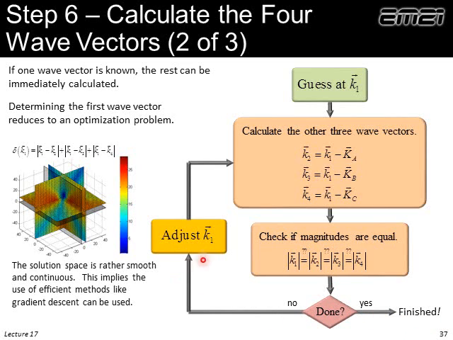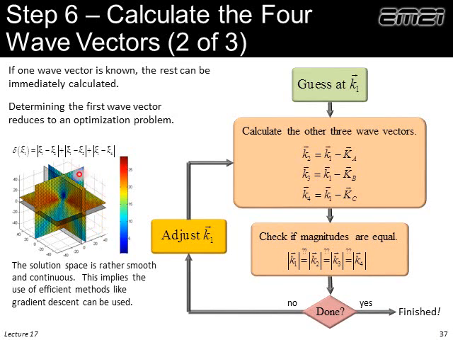If they're not, we need to somehow adjust that first K1 in an intelligent manner. And this is an iterative process. We can use something like gradient descent, but we somehow adjust that K1 and we try it again. We calculate K2, 3, and 4 and check the magnitudes. And we keep doing this until all the magnitudes are the same, and then we're done.